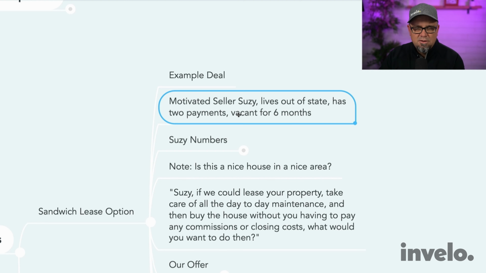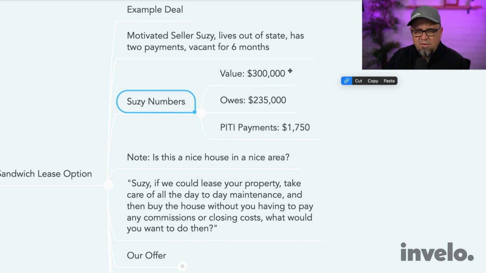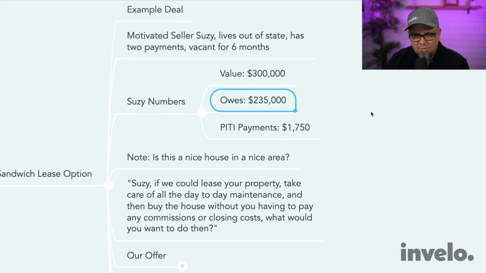So let's say there's a motivated seller, Susie. She lives out of state. She has 2 payments. The property's been vacant for a few months. And let's look at her numbers. The value of this house, now write this down as I'm going through these videos so it kind of helps you stick with it, is about $300,000 and she owes $235,000.